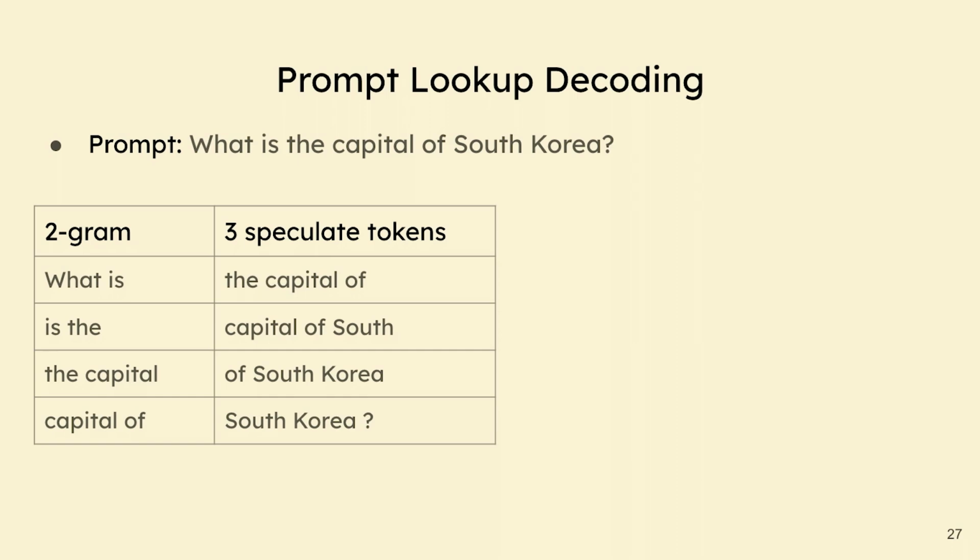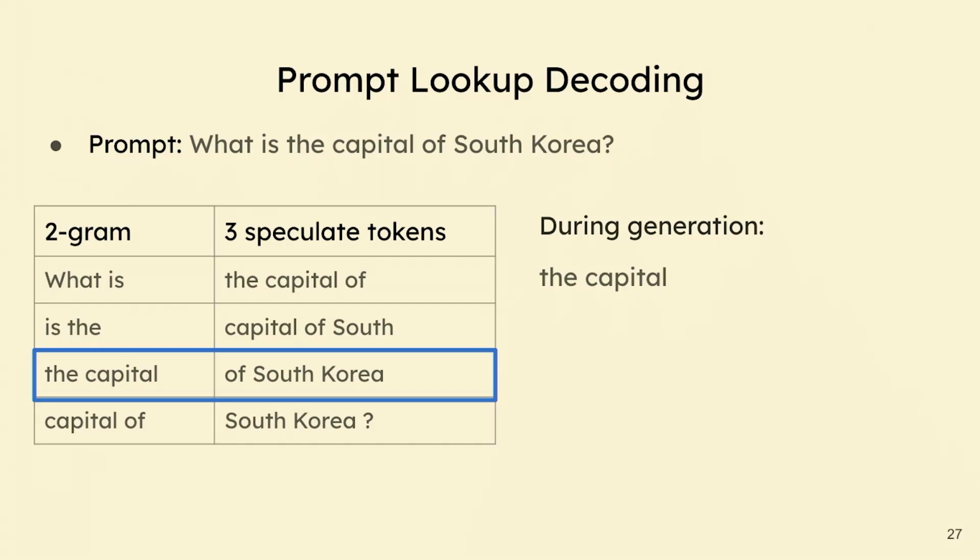Like the token after "what is the capital of." So during the generation phase, when we see the 2-gram, like when we see "the capital," we look it up in the lookup table, and if we find a match, we will just propose the tokens based on the value we store in the lookup table. So like the example here, we find, oh, the "of South Korea" might be the following tokens, and luckily they are all guessed correctly. So in that case, in a single forward pass, we generate 3 tokens.